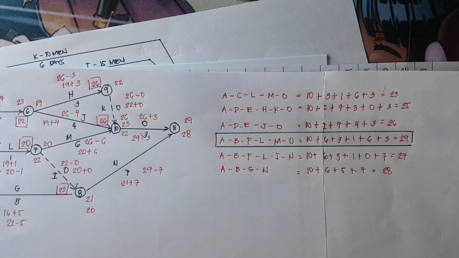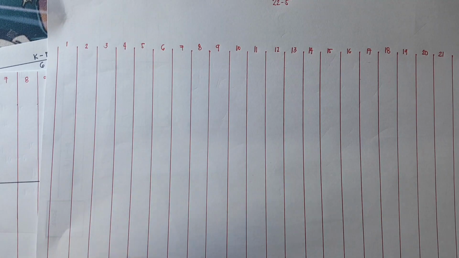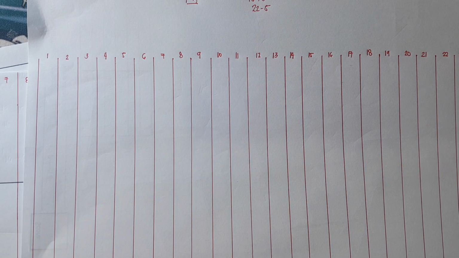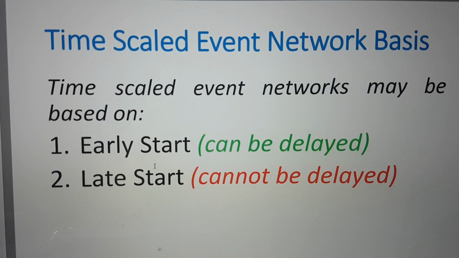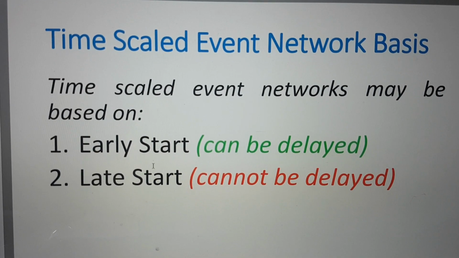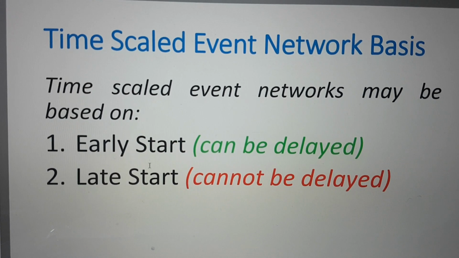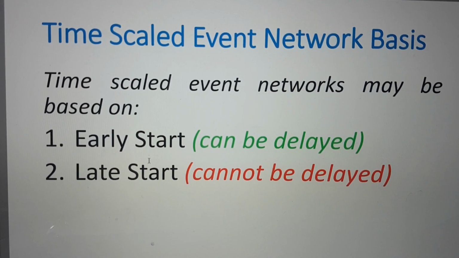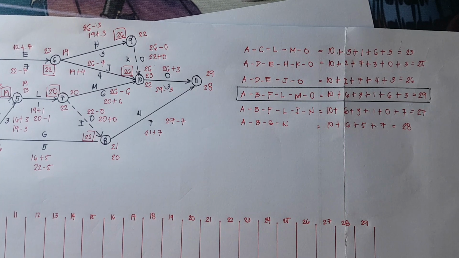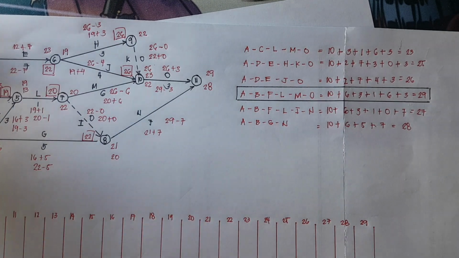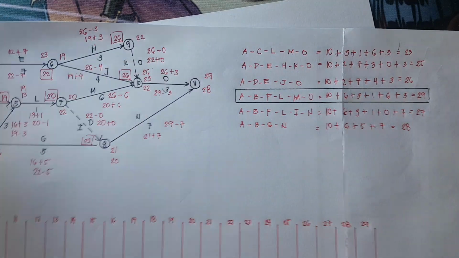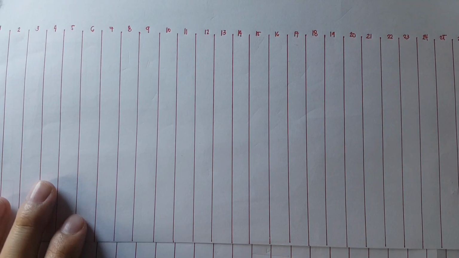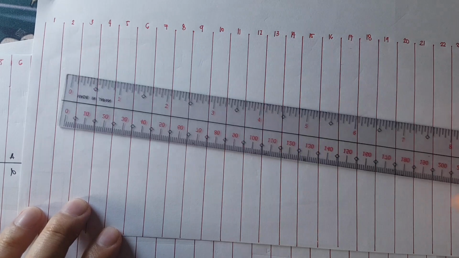The next thing that we're going to do is to plot it and create our time-scaled network. Isn't it a while ago we said that we will be having two bases, the early start and the late start. So the first thing we need to do is the early start. We plot our critical path, and that is ABFLMO, because it is the critical activities.